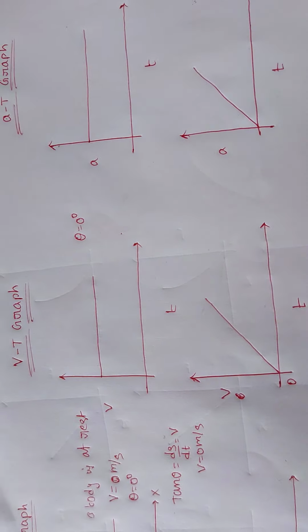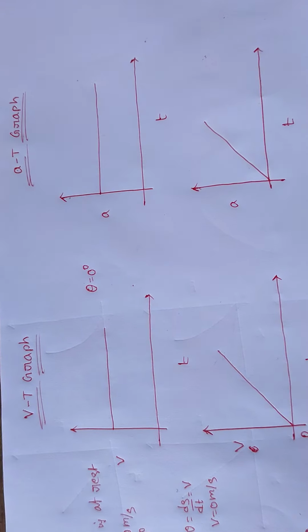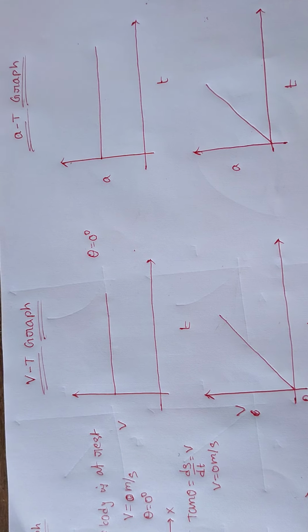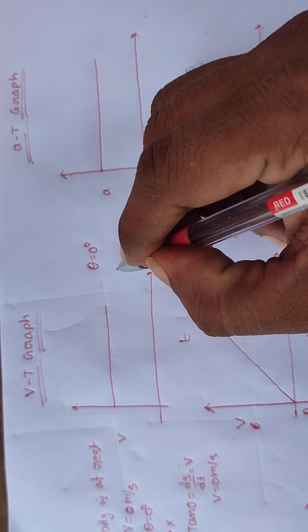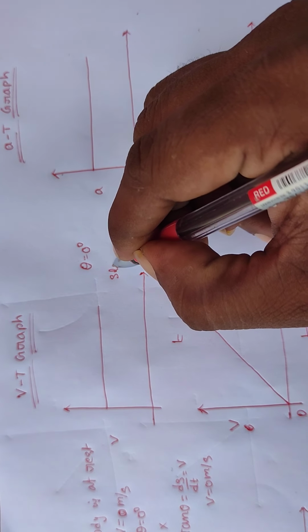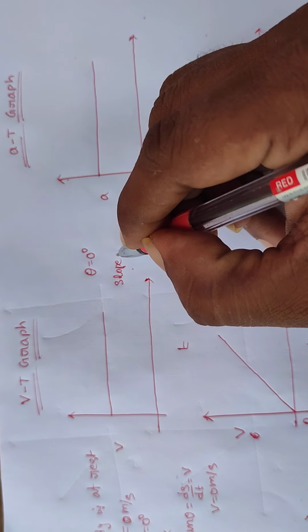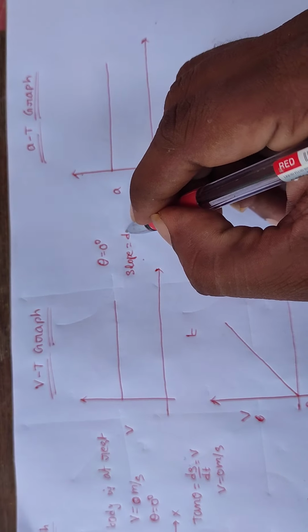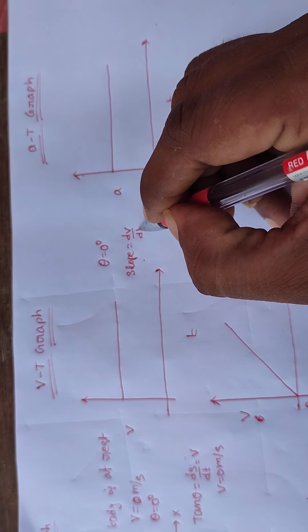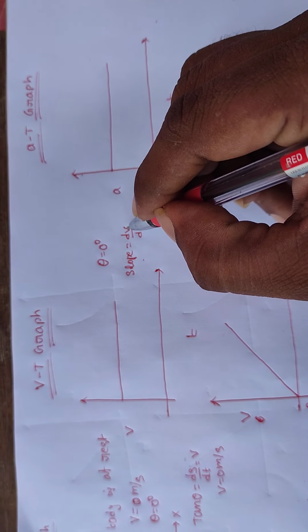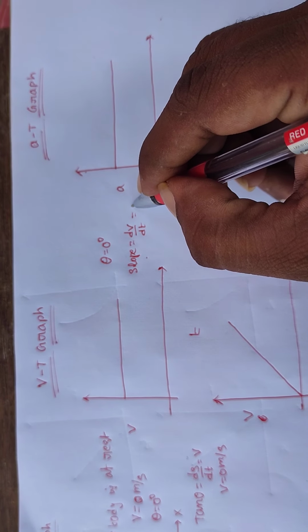Okay, but what about the second condition? In the second condition, velocity-time graph with slope parallel to the time axis, here we have to write the slope formula. Slope equals dv by dt. dv by dt, the rate of change of velocity, is called acceleration.